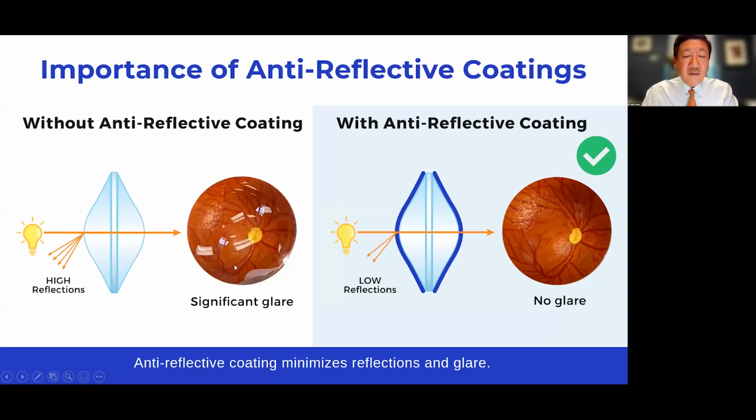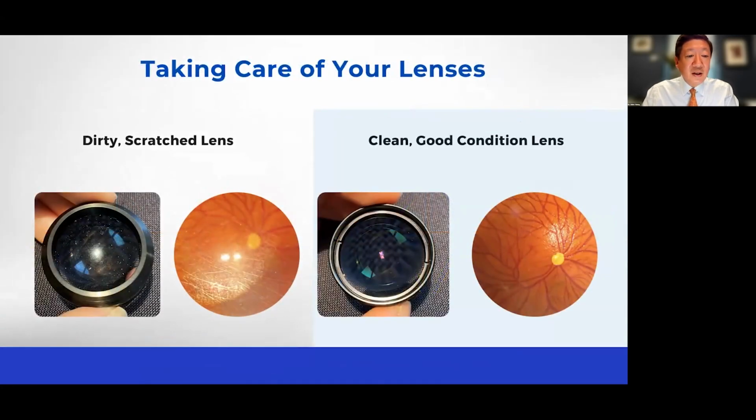These anti-reflective coatings are critical. Scrubbing with tissues that have silica, scratching the lens, all will diminish the coating, and when that coating is gone, you'll have a very glary and difficult view. Similarly, taking care of your lens is terribly important. Fingerprints, scratches, dust on your lens all degrade your view.